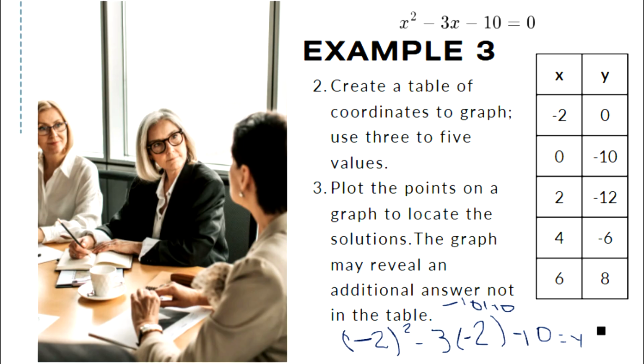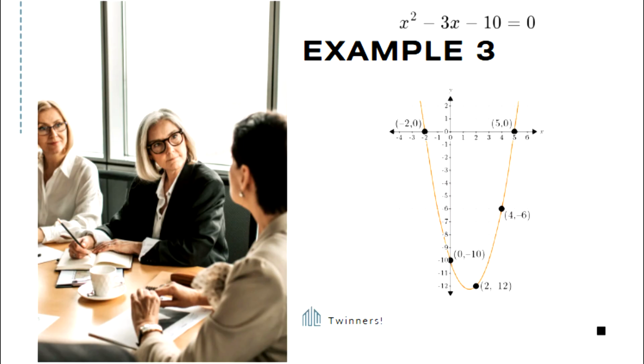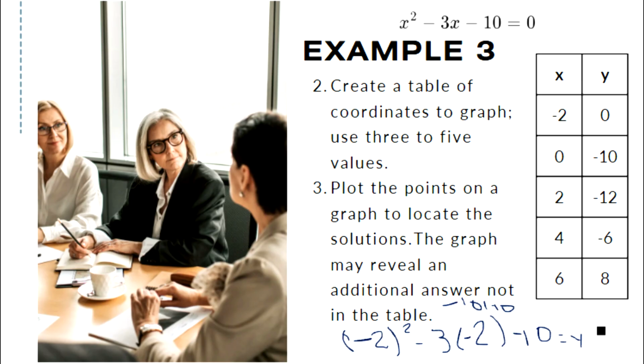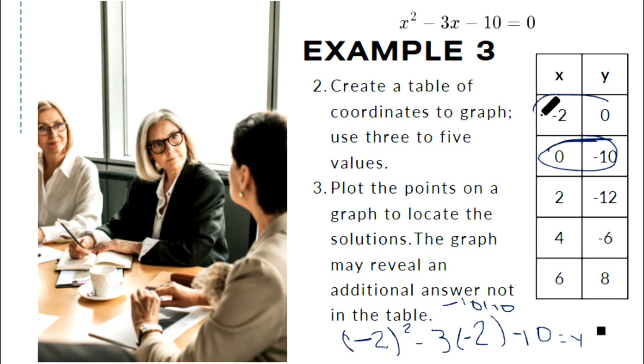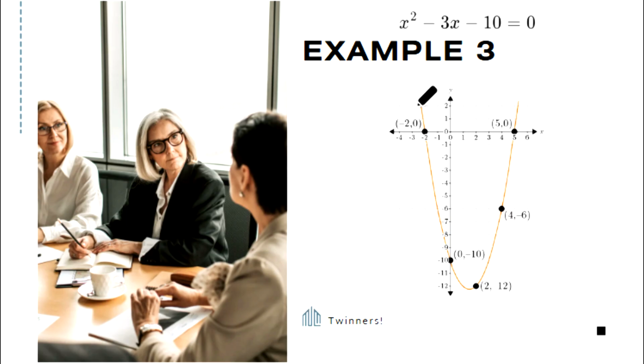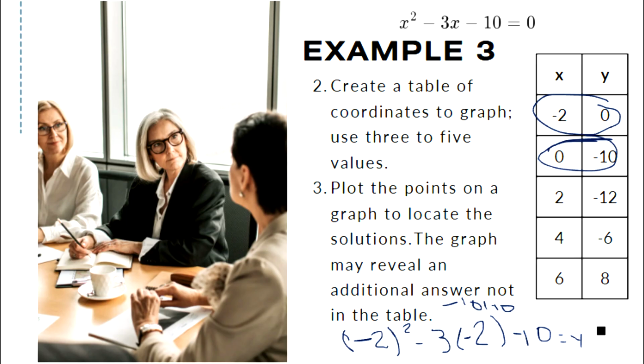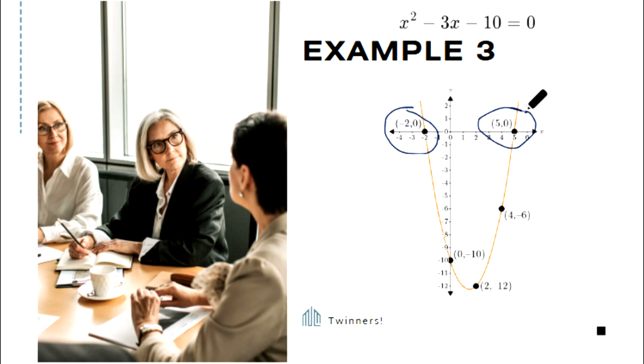Plot the points on the graph to locate the solutions. The graph may reveal an additional answer not in the table. And look at that, there are two. The table only showed us one x-intercept. When x equals 0, we have negative 10, which we can see. Oh no, that's a y-intercept. Right here, when x is negative 2, y is 0. There's one x-intercept. But because we didn't happen to pick 5 to put on our table, we didn't have the second one. And we can see here there is a second intercept. So graphing it is necessary for that reason.